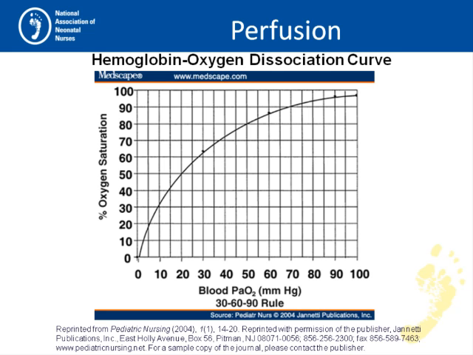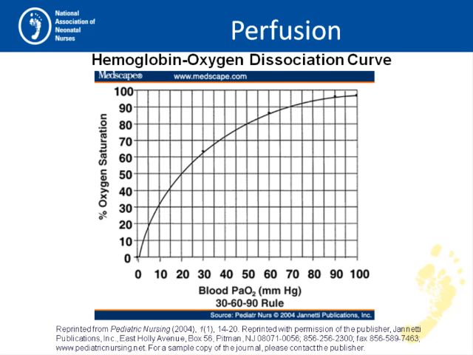Factors affecting the curve: a decrease in pH shifts the curve to the right, and an increase in pH shifts the curve to the left. Carbon dioxide affects the curve by influencing pH and by generating carbamino compounds from PaCO2 accumulation. Low levels of carbamino compounds cause a right shift, and higher levels cause a left shift.